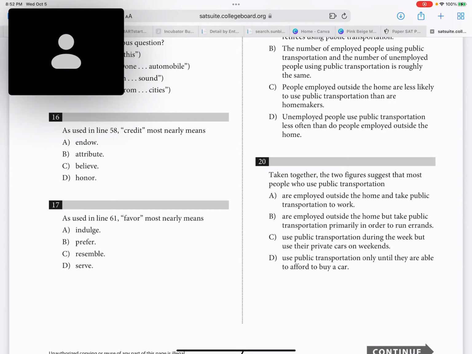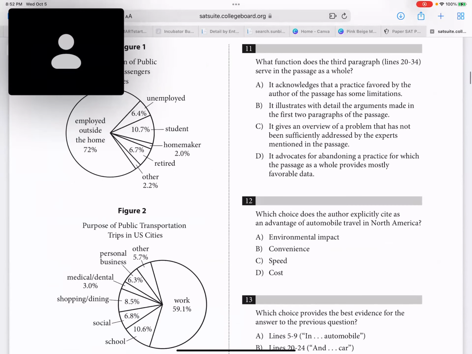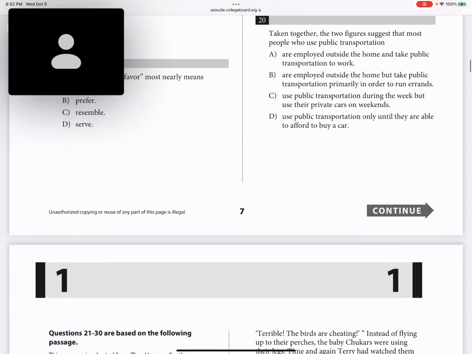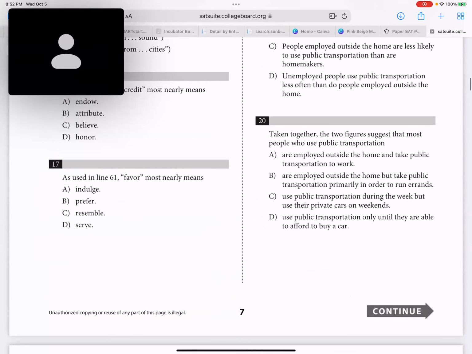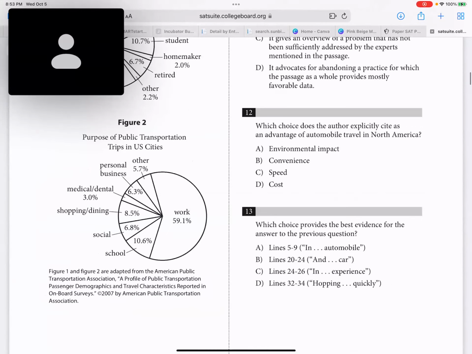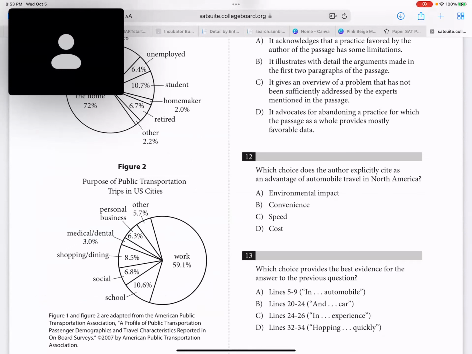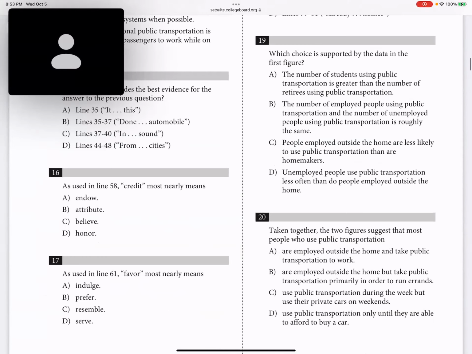Yeah, they're employed outside the home and they take public transportation. That's the two main points that we said from these, right? Figure one says 72% of people that are using public transport are employed outside the home, and figure two said 59.1% of people using public transportation are going to work when they do it. So, yep, we can take those two main points together, and we'll say A. And B, are employed outside the home but take public transportation primarily in order to run errands. Correct for the first part, very wrong for the second part, right? Even if errands made up the entire rest of this, it still wouldn't be the majority. So no, A is definitely correct for that one.